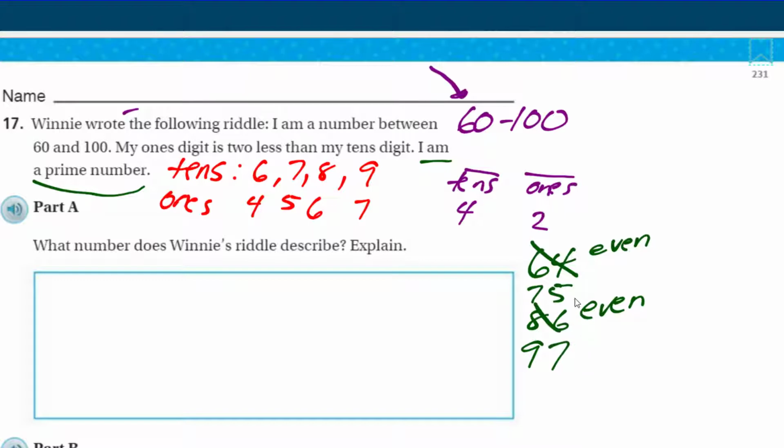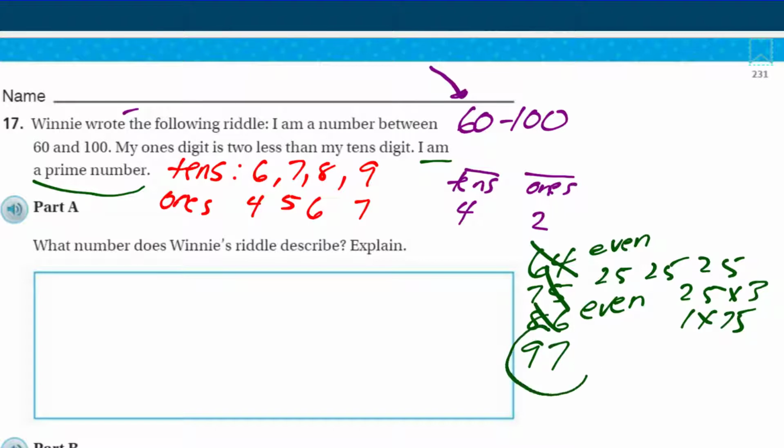That only leaves these 2 left. If you look at 75, maybe you know your money pretty well. 25 plus 25 plus 25 is 75. That means you could take 25 times 3. And since we already know that it has 2 factors, 1 times 75, now you have 25 times 3. That is no longer a prime number. Yeah, that means 97, you're the winner. You lucky number. You're prime. Ho-ho! What number does Winnie's riddle describe?